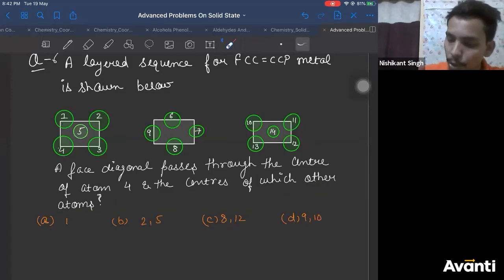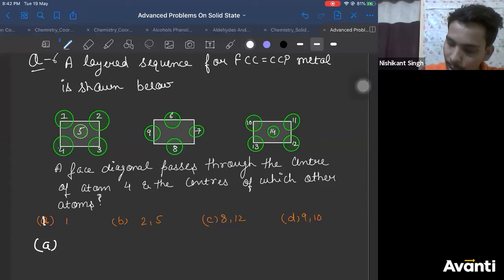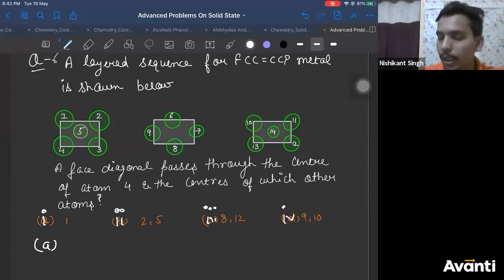So let me give you the options. It has more than one correct. So let's name this as 1, this as 2, this as 3, and this as 4. Right? So let me give you option A, 2, 1.